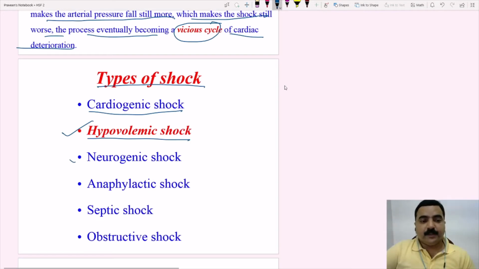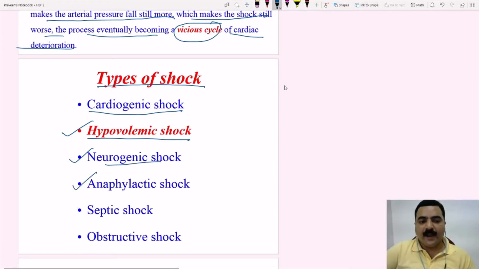Neurogenic shock: the nervous system failed, the neurons, like the sympathetic failure. The sympathetic system is unable to maintain the sympathetic tone to the blood vessels, and the blood vessels are unable to maintain the pressure. So that is what is referred to as the neurogenic shock.